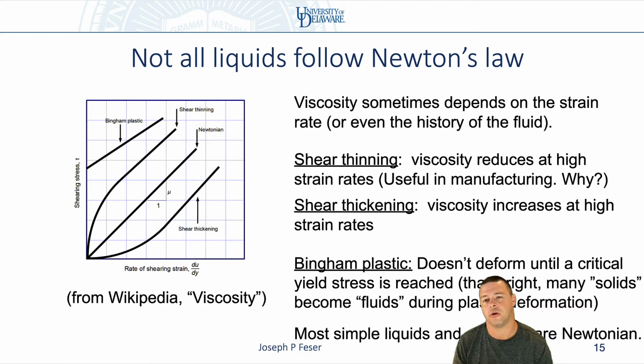There is a class of fluids called shear thinning fluids, for example, in which the relationship between shear stress and shear strain is not linear, but in fact the viscosity reduces the more quickly you try and strain it. That's actually a kind of useful property in manufacturing, if you think about it.